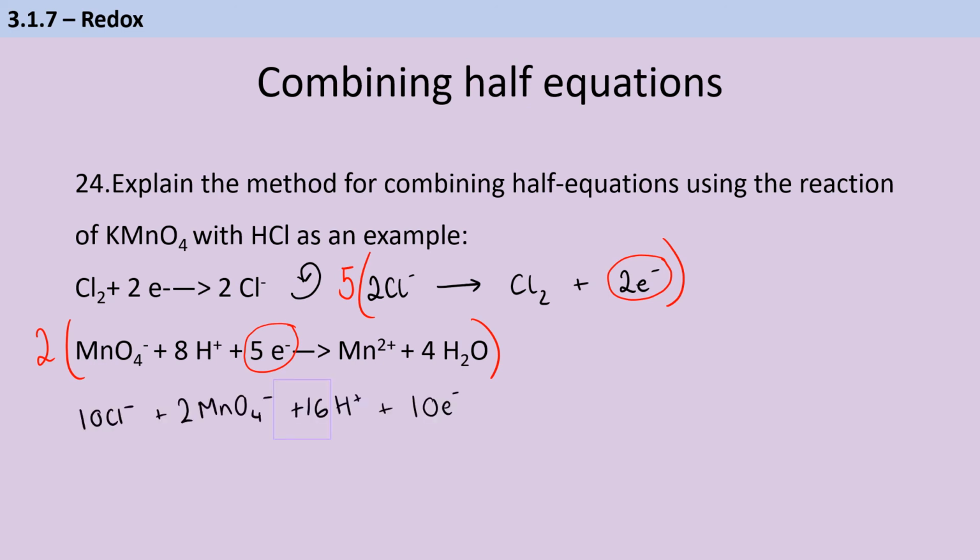So I've got 10 chloride ions from my 5 sets of that first equation, and 2 manganate ions from those 2 lots of that second equation, and also we're going to have 16 hydrogen ions and 10 electrons there, and that's going to react to form 5 chlorine molecules, 10 electrons, 2 manganese ions and 8 water molecules. And then because I have the same number of electrons on the left and the right, I can just take those out because they balance out, and that's my completed equation.